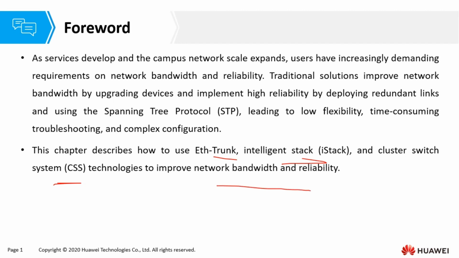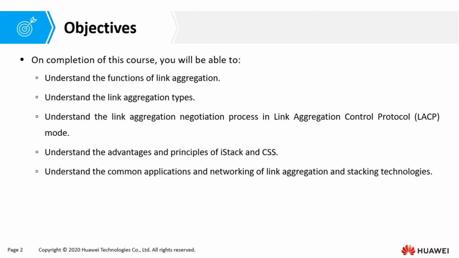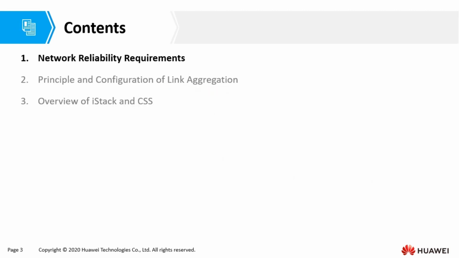also the reliability. So the objective: you are going to look at what link aggregation is and what its functions are, and we are going to look at two types of link aggregation. One we call manual mode, and one we call LACP, Link Aggregation Control Protocol, mode. We are also going to look at iStack and CSS, what their advantages and principles are when working with enterprise and campus networks, and also understand the common applications where we apply link aggregation and stacking technology.